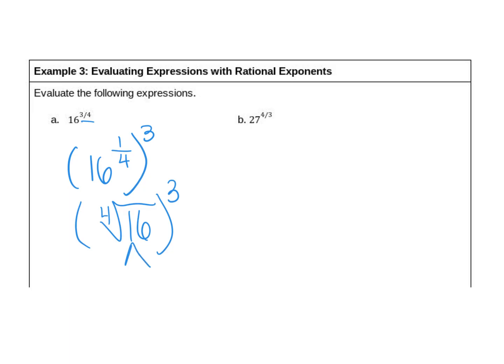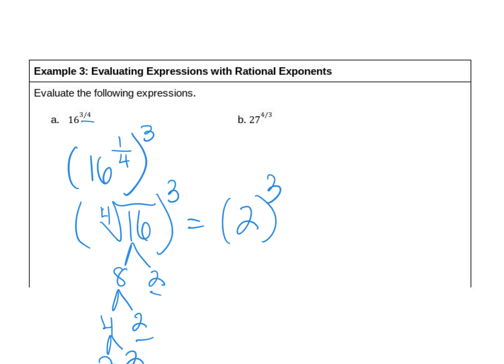So let's break down 16. 16 can be 8 times 2. 8 can be 4 times 2. And 4 can be 2 times 2. So I have a fourth root. I'm going to look for 4 of the same number. So the fourth root of 16 is just 2. And then 2 to the third power is the same as 2 times 2 times 2, which is 8. Very good.